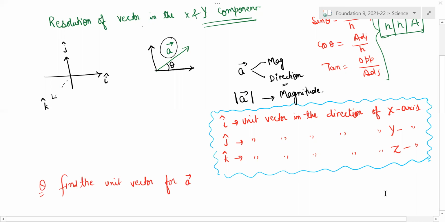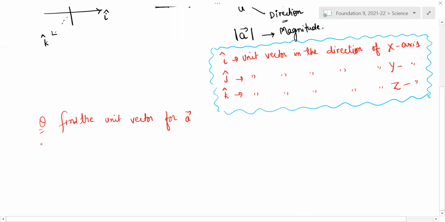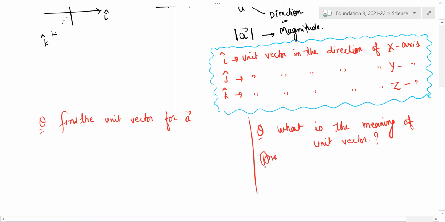How can we find the unit vector? What is the meaning of unit vector? Who will reply? The magnitude of force. Unit vector. Wrong, beta. Anybody else? The one magnitude. Very good. Unit means, please understand, whenever we talk in physics, unit quantity means magnitude will be 1. Magnitude is how much? 1.